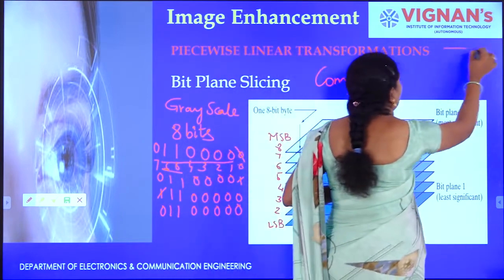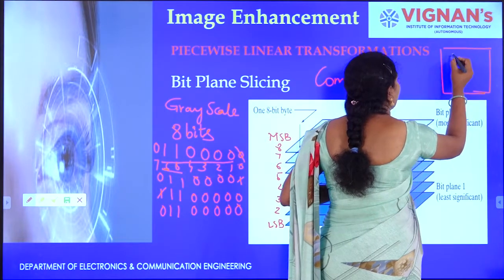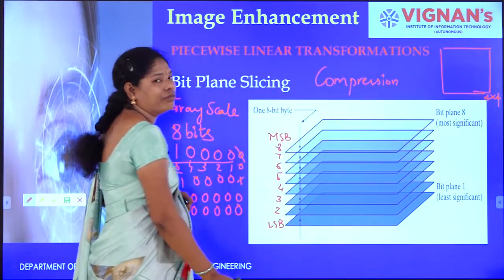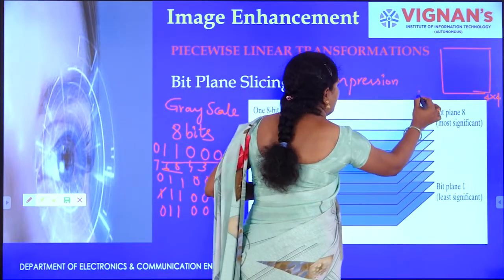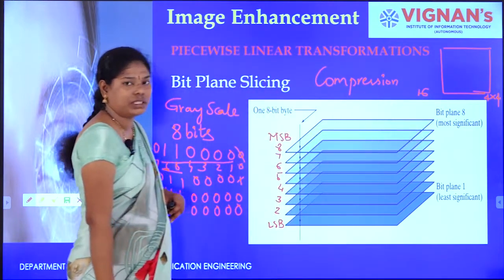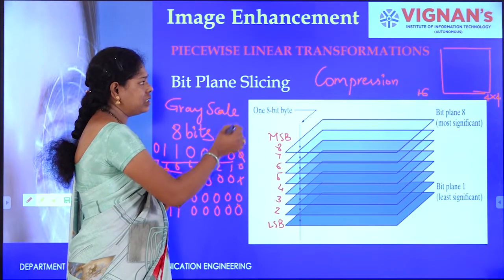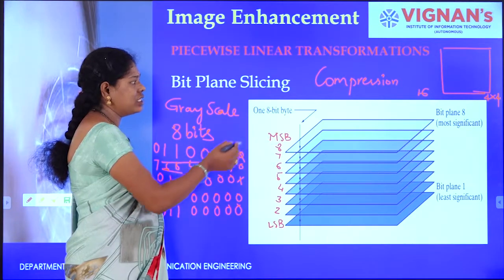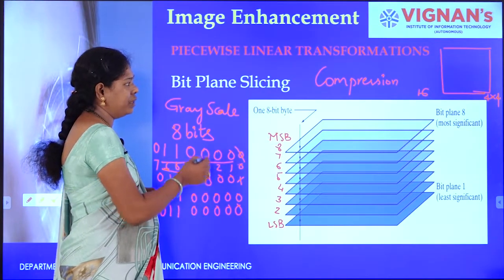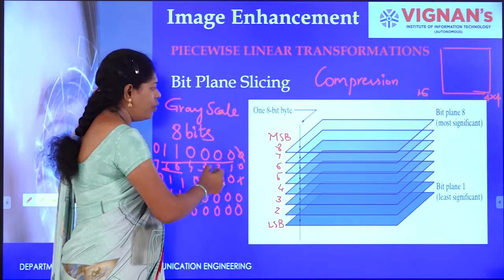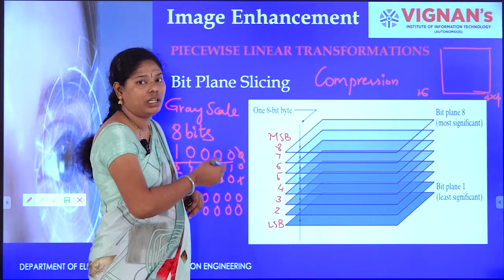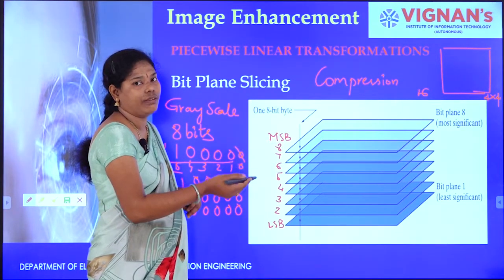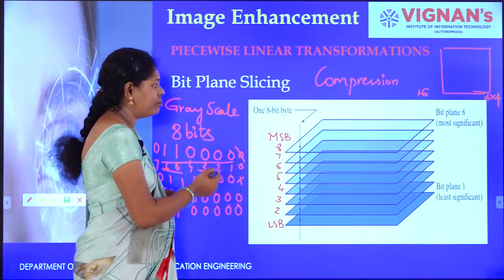Let the image consist of 4 by 4 size, that is 16 pixels in total. Now the complete 16 pixels are represented with 8 bits each, so we need 16 into 8 bits. If you remove the LSB from the 16 pixels, then it will be 16 into 7. That is how we can compress.